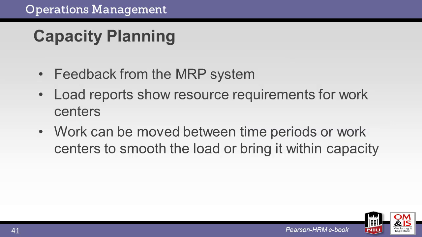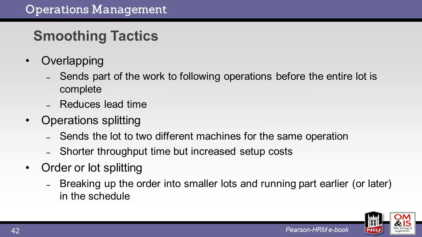Capacity planning is the task of aligning the requirements with the available resources. Data from the MRP is used to define the specific resource requirements for each work center. Work may be moved in time or between work centers to bring the load within available capacity. There are different methods used to smooth the workload to match capacity levels.